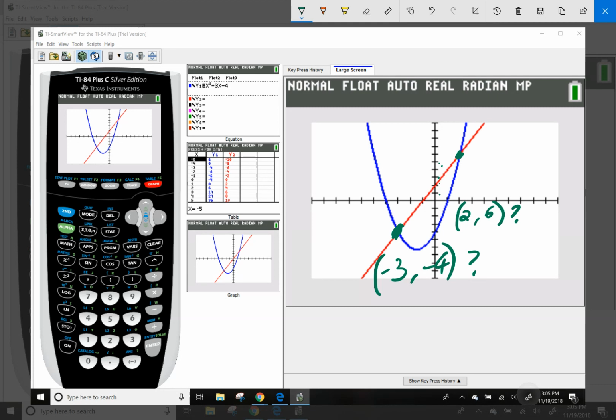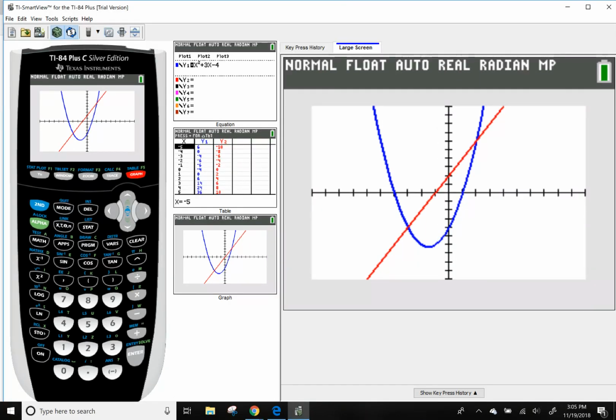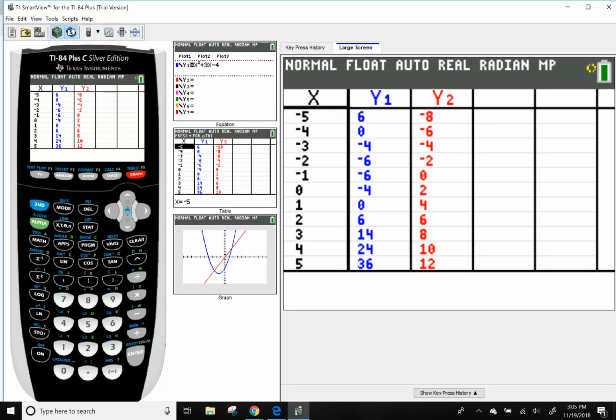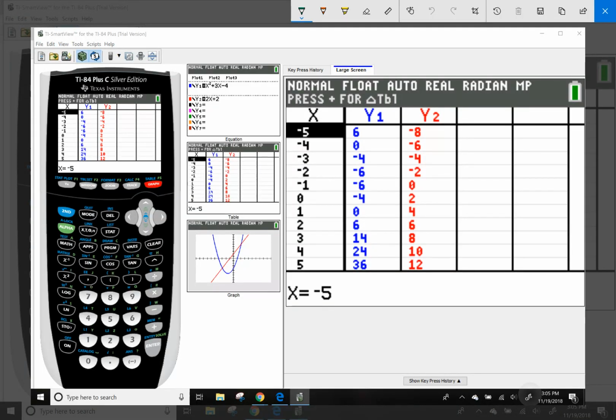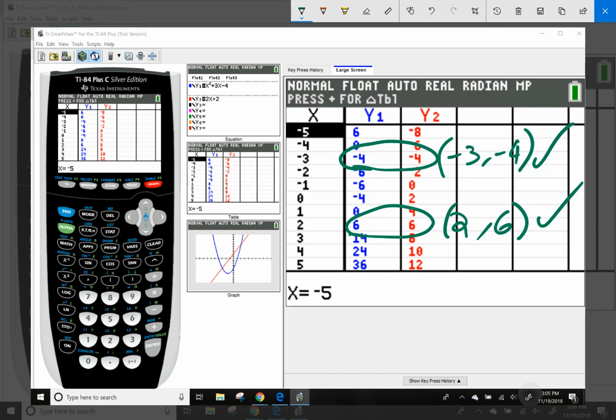Let's see the table to see if that's confirmed or not. So second graph will take me to the table. And again, at the table, you're looking for where y1 and y2 are the exact same. They're the exact same here, which is the point 2, 6. And they're also the exact same here, which is the point -3, -4. So we were right, but it's helpful to check the table to make sure.